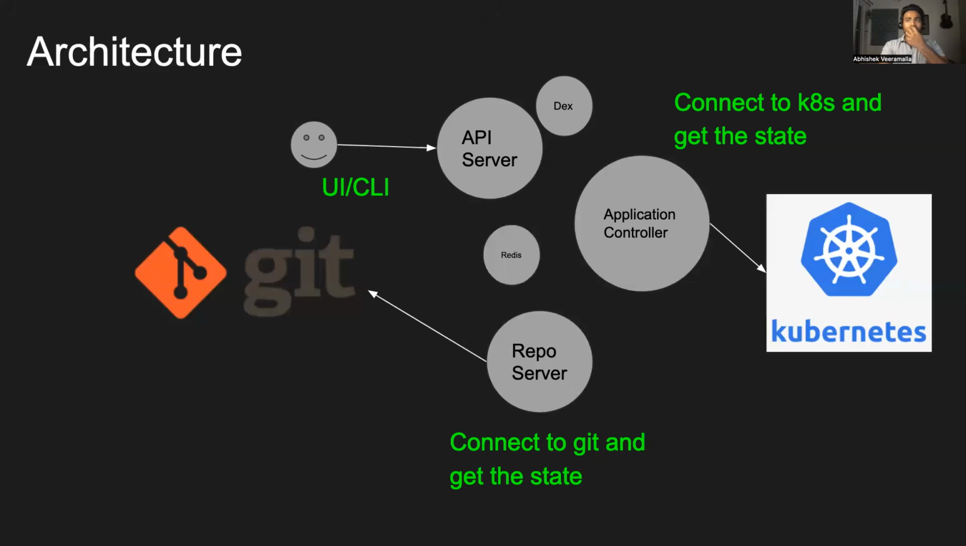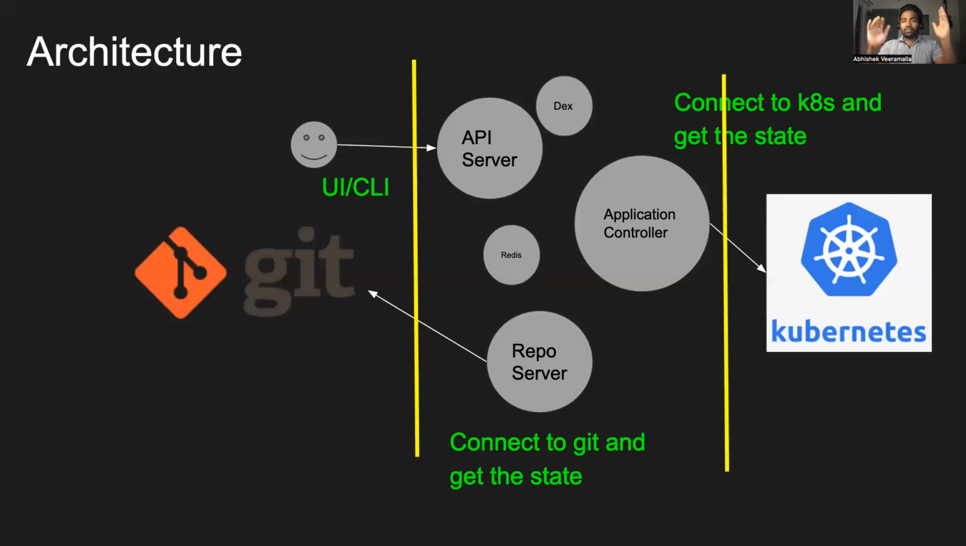Then finally you have Redis, which is for caching. Why you need to cache everything is because, let's say for some reason this application controller went down. Once it comes up, it needs to have information of what has happened, or what the information is till now on the cluster. So that's why this application controller is a stateful set, and this Redis is used for caching the information. So this is the architecture of a GitOps tool.